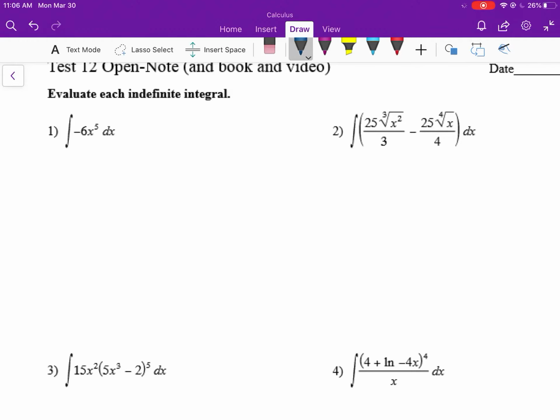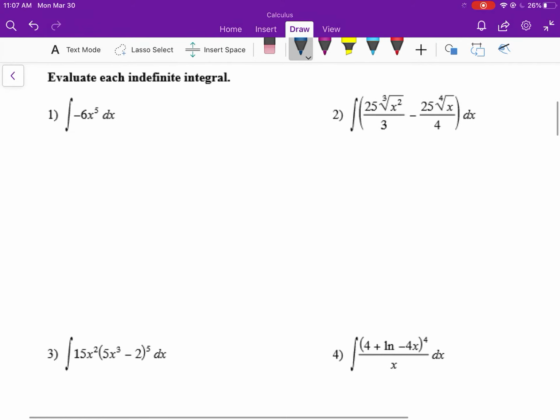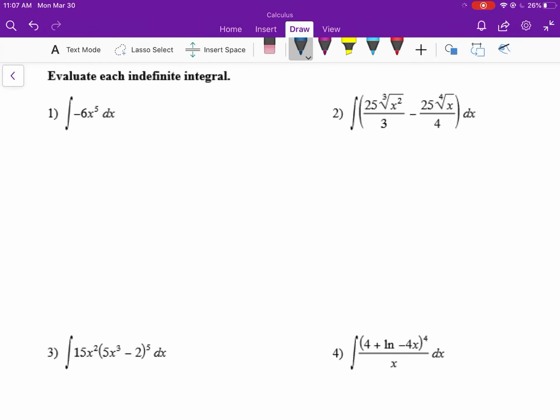So we'll take a few minutes to look over several questions that are like the ones on your test. These are not the test questions, just similar to it, so you can get a little bit of a review before taking it or while taking it. So number one here, we're integrating.